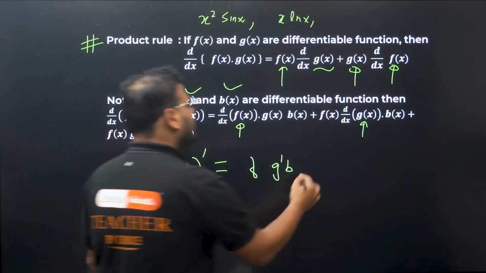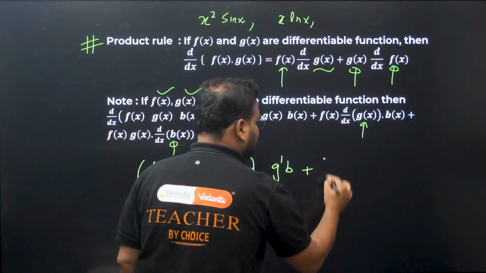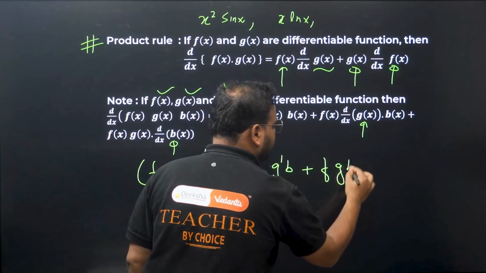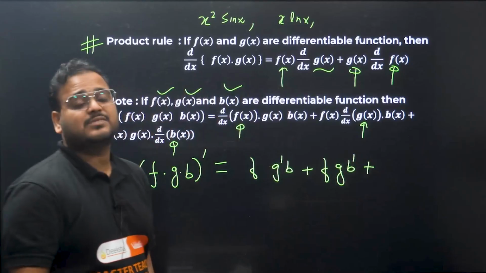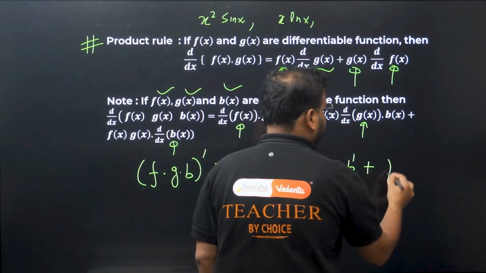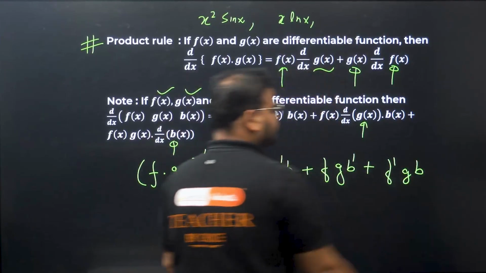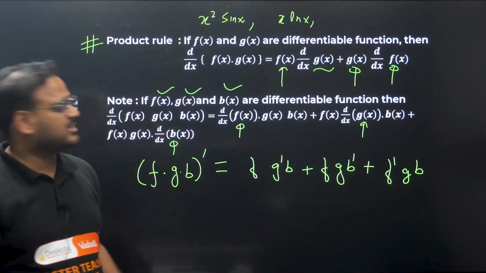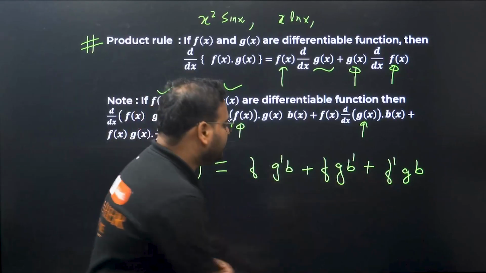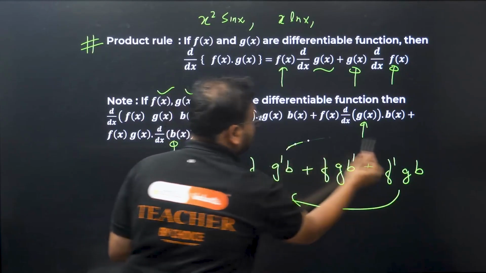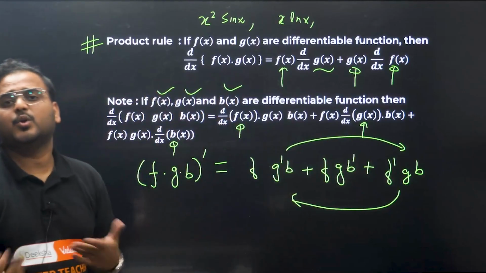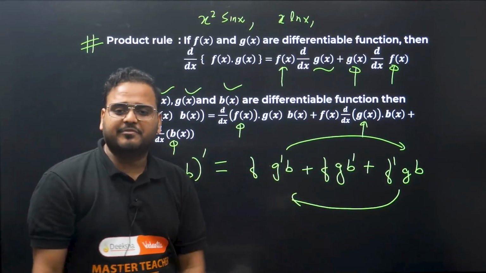Next, what is going to happen? Sir, I want to write h dash next: f as it is, g as it is, and h dash. And last, f dash g h. It does not matter because they're all in a summation. I can simply put this here first and this last. So you can take any preference order.